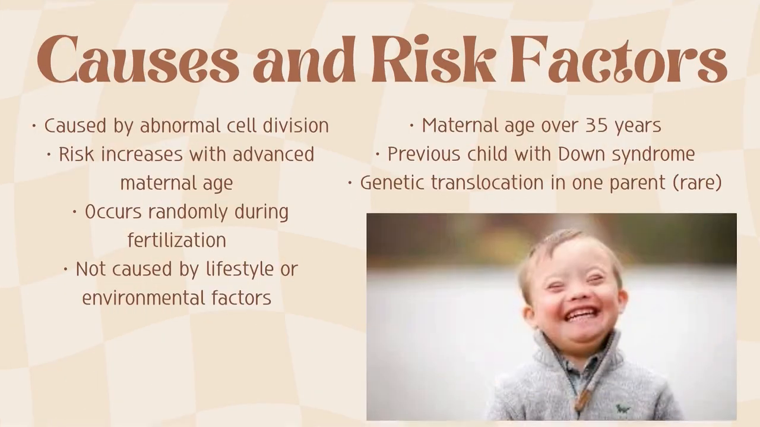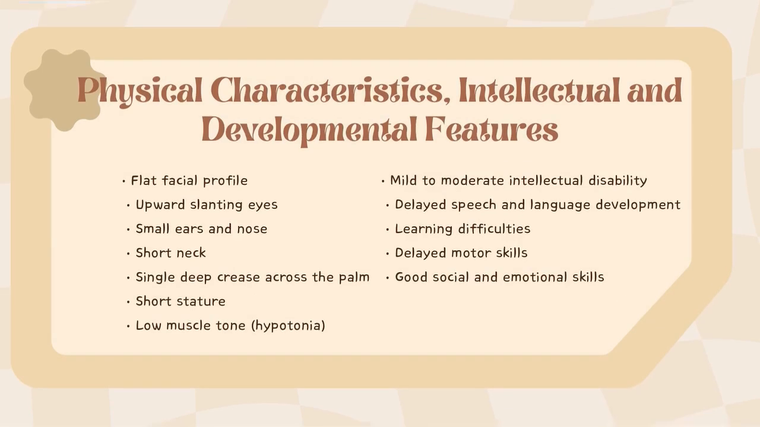Causes and risk factors. Down syndrome is caused by abnormal cell division during the formation of sperm or egg cells, and one of the main risk factors is advanced maternal age, especially mothers over 35 years old. Other risk factors include having a previous child with Down syndrome or carrying a genetic translocation. And it is important to note that Down syndrome is not caused by a lifestyle choice, diet, or environmental factors.